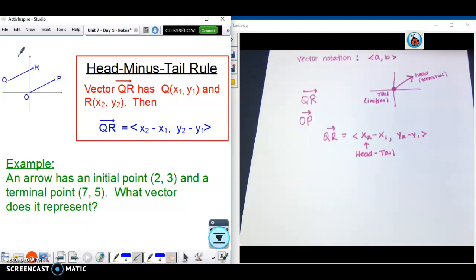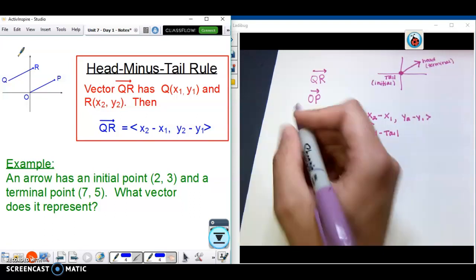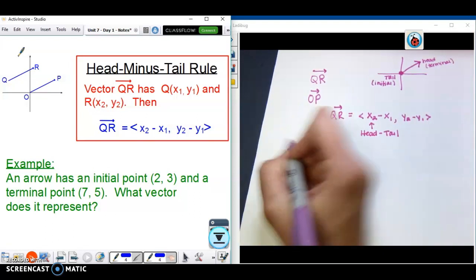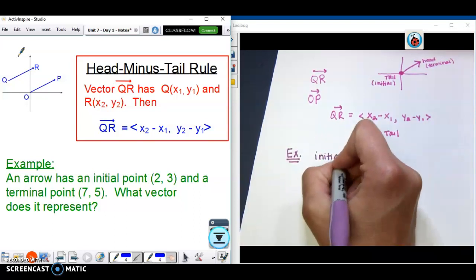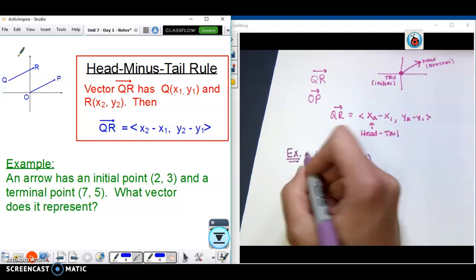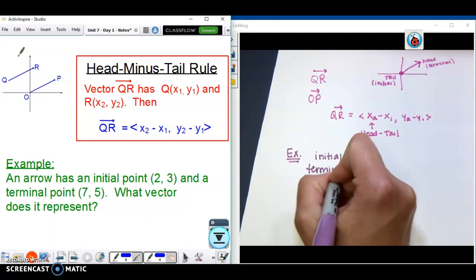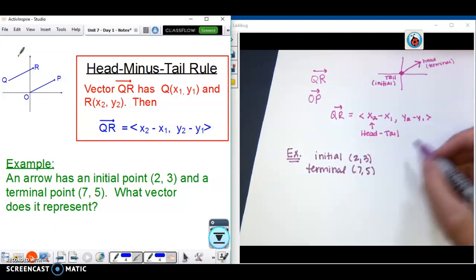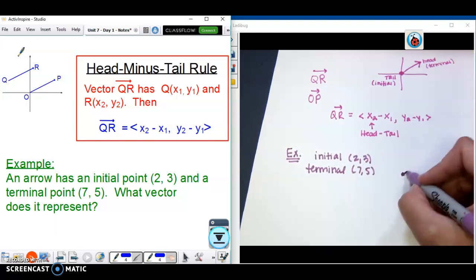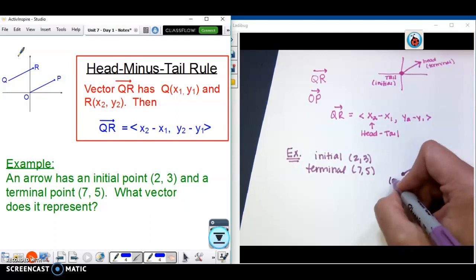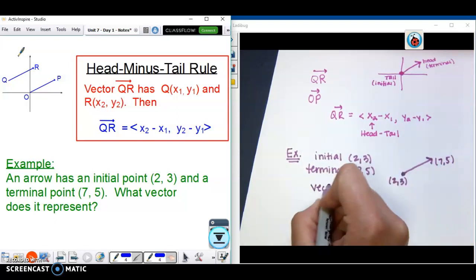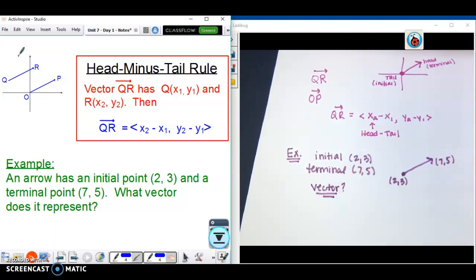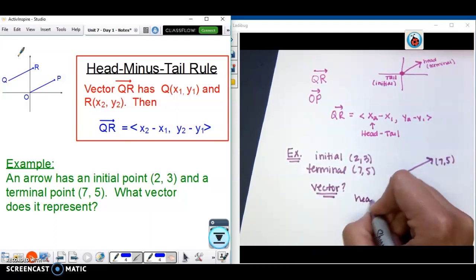Okay, so for example, for the first one, an arrow has an initial point 2, 3. That's where it starts, and a terminal point at 7, 5. If we wanted to just draw this, this would be our perfect graph. The initial point down here is at 2, 3, and then the terminal point is at 7, 5. So we're trying to figure out the vector for this. We're going to be using this head minus tail rule.